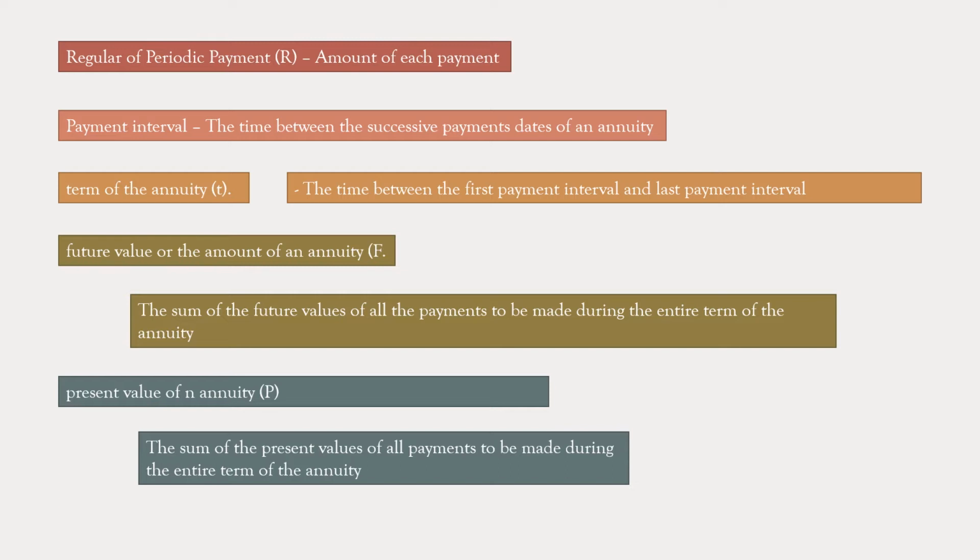Future value or the amount of an annuity is represented by capital letter F, or sometimes it is FV. It is the sum of the future values of all the payments to be made during the entire term of the annuity. We have the present value of annuity, also known as P or PV, the sum of the present values of all the payments to be made during the entire term of the annuity. So these are the terms that you may encounter as we have the simple and general annuity.